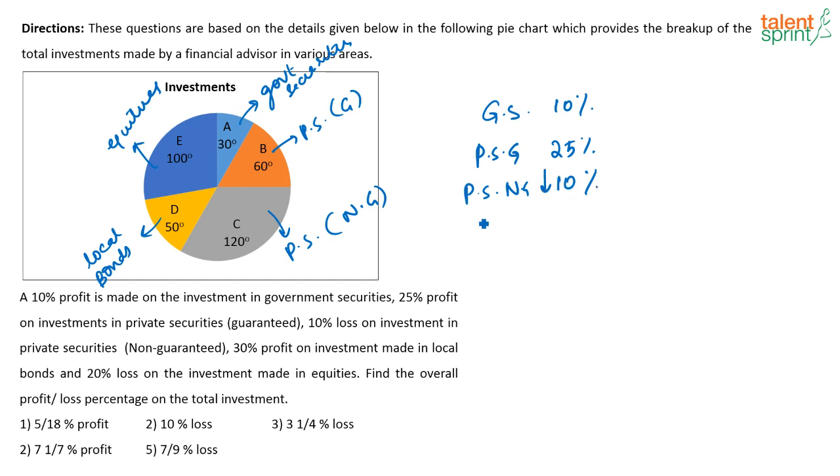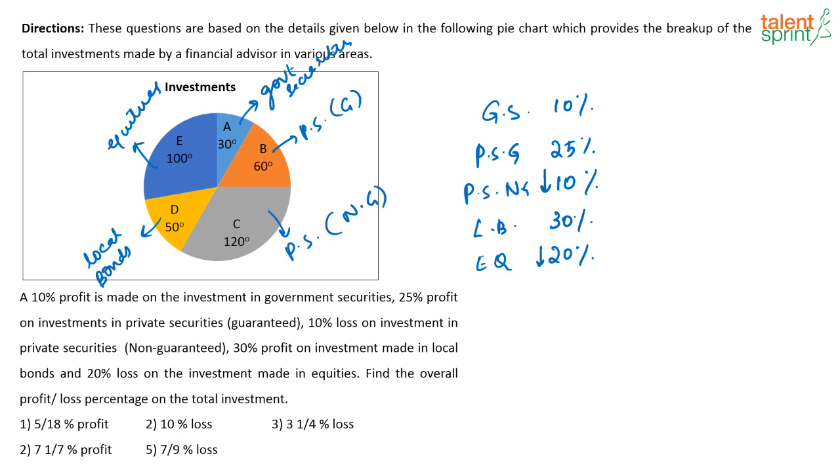And local bonds, there is 30% profit, and 20% loss on investment made in equities. Yes, this is what is given. Find the overall percentage loss or profit on the total investment.